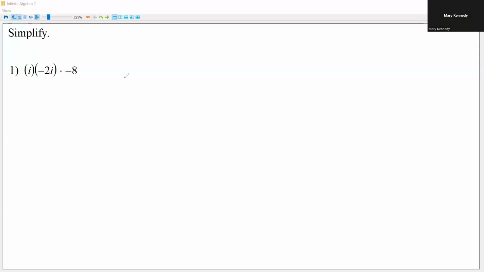All right, let's take a look at multiplying with complex numbers. Sometimes these are called imaginary numbers. It's when you have the variable of i, which is not exactly a variable. So let's see how this works.